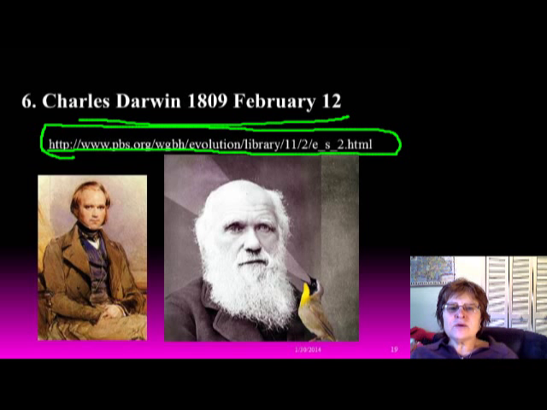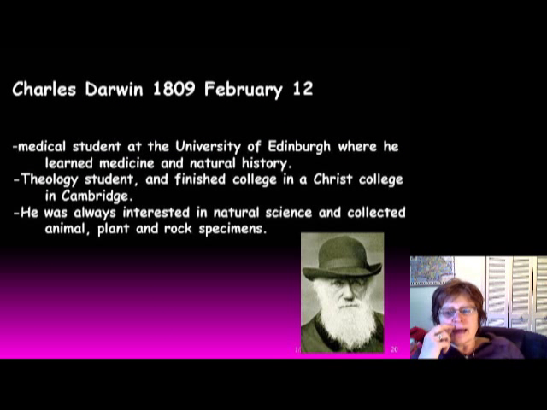He was born in 1809, February the 12th, and he was a medical student at the University of Edinburgh, so he learned all the medicine and all the natural history. He was also a theology student. He lived in a pretty wealthy family, so he didn't have to work. So all he did was just study. He also learned the Bible really well because he went to a Christian school. So he became a doctor, and he went to a theology school. So he knew both sides really well.